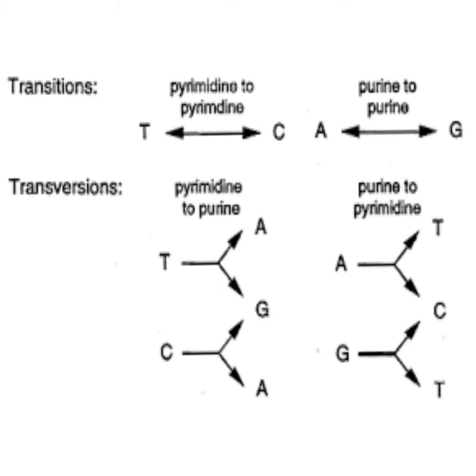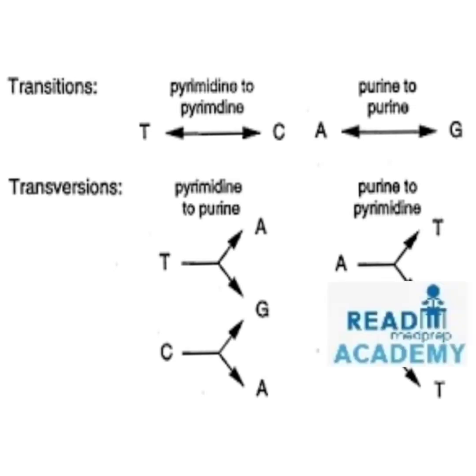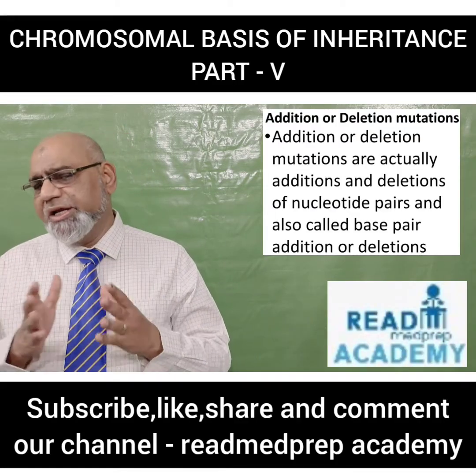In transversions, you can see the pyrimidine is changed to purine. For example, T can be changed into A or G, C can be changed to G or A. In the purine to pyrimidine change, you can see A is replaced by T or C, or G is replaced by C or T.